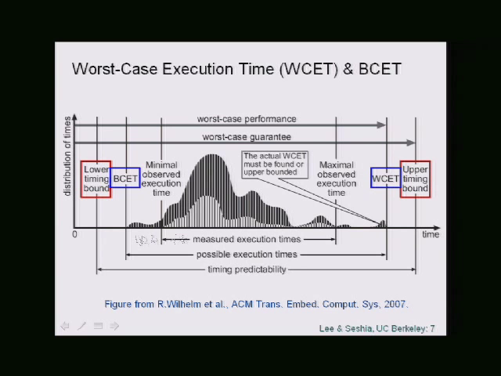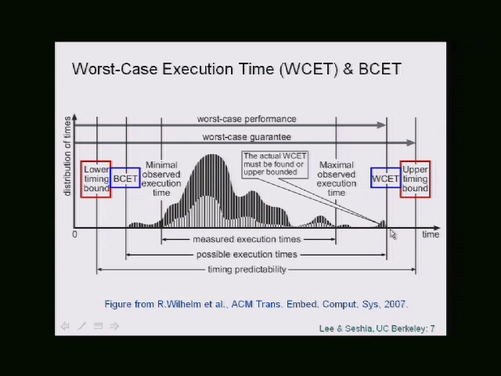And let's say the darker curve, the one on the top, that's the true distribution, right? And so the true worst case execution time is this x value, and the true best case execution time is this x value.